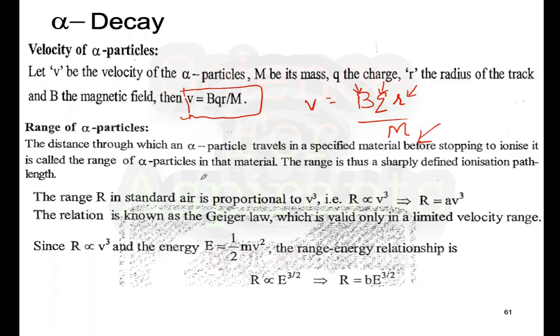And next is the range of alpha particle. Range means the distance through which an alpha particle travels in a specific material before being stopped.